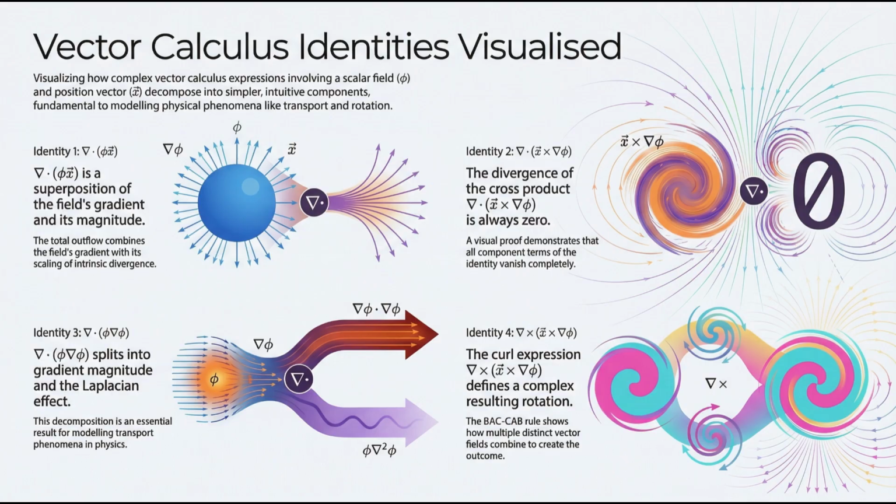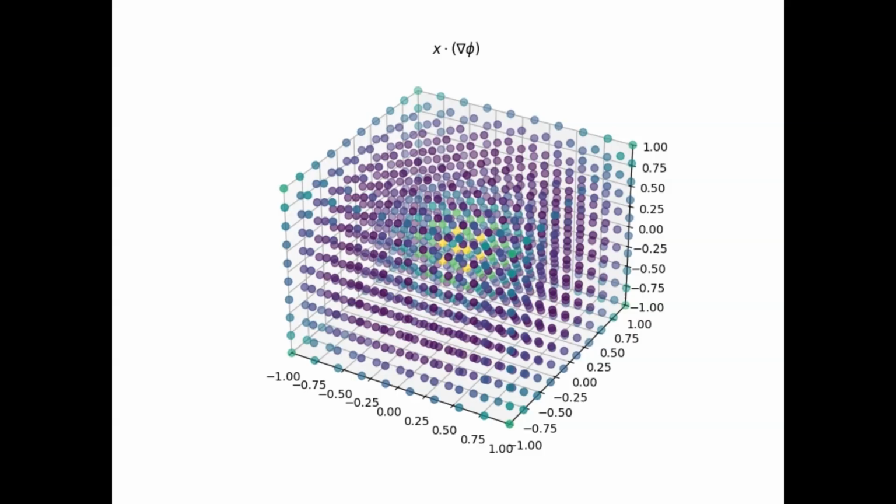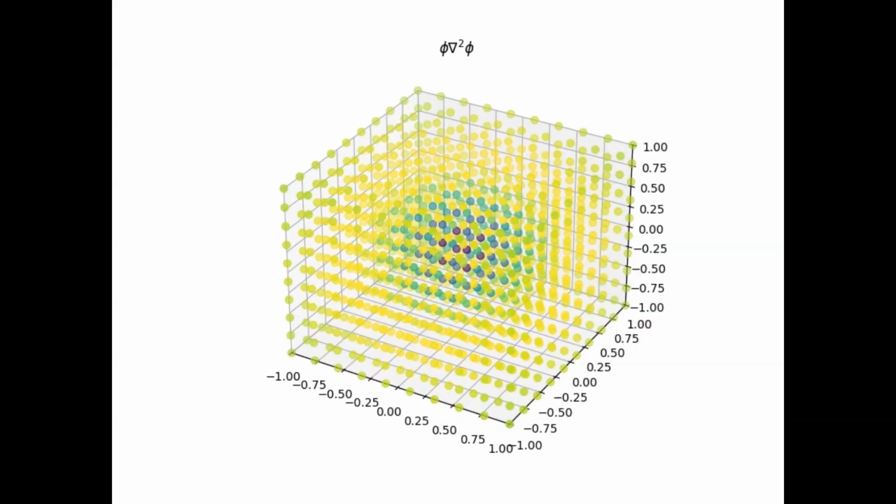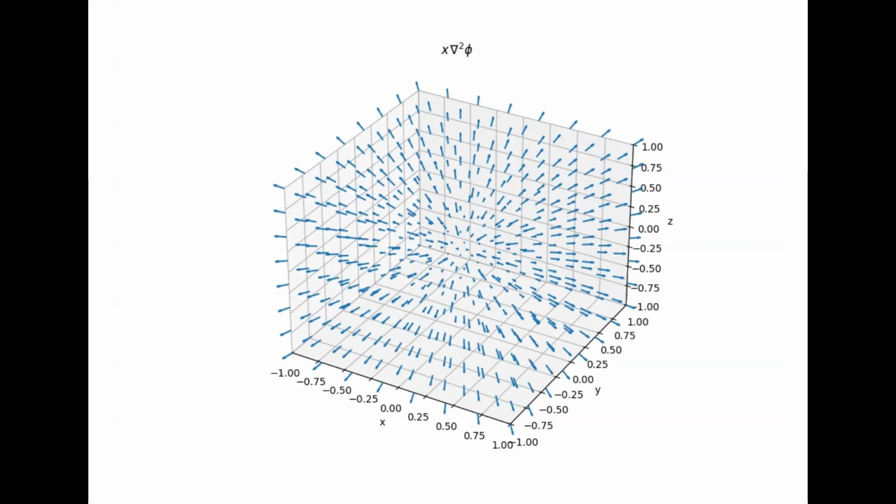Okay, first up, decomposition. Looking at the divergence product rule, we see that the total outflow is really an additive superposition. It's made up of 2 parts: the position vector's own intrinsic divergence, which is scaled by the scalar field, plus this additional effect that's driven by the field's gradient.